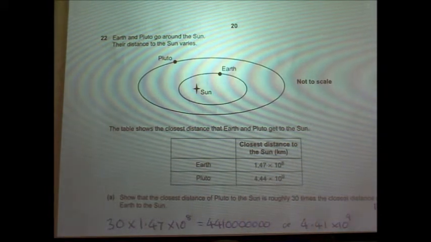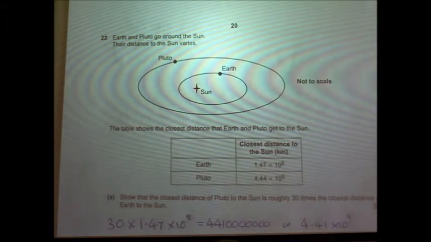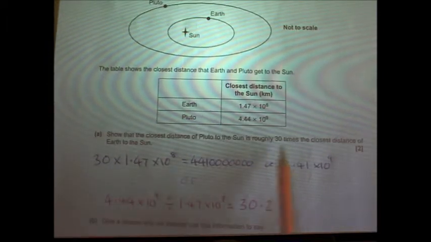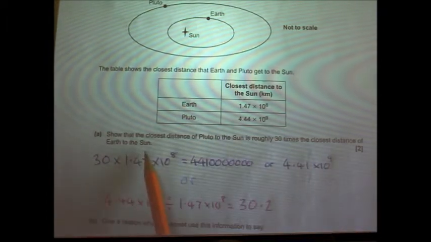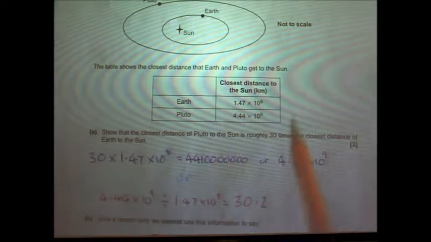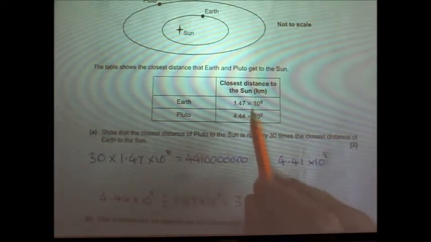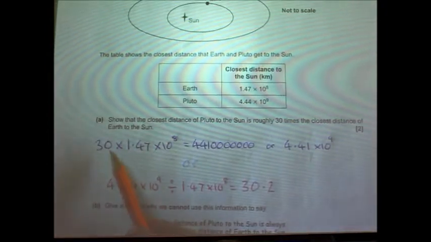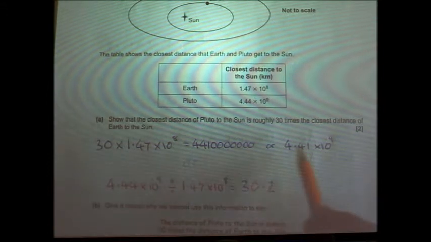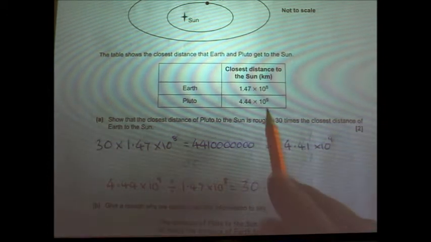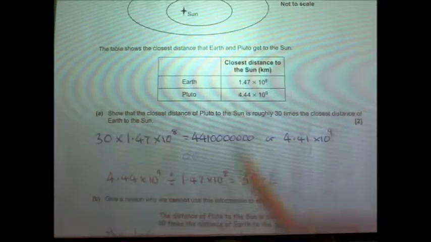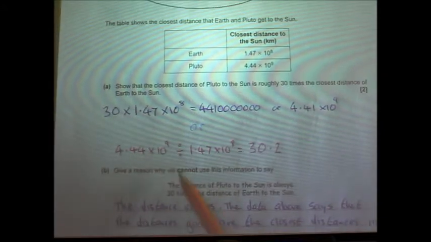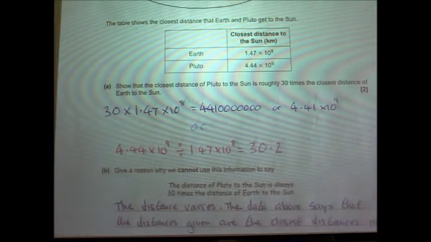Anyway, it's the last question. It's on standard form, but it's actually quite nice. It says, show that the closest distance of Pluto to the Sun is roughly 30 times the closest distance of the Earth to the Sun. Here's the distances. So you've got to show that this number here is roughly 30 times bigger than that number there. So what I've done, I've just multiplied the distance of the Earth by 30, and you get that, and look, that number is very similar to this number. Another way you could do it is to divide the distance Pluto is from the Sun by the distance Earth is from the Sun on your calculator, and you get the answer 30.2.